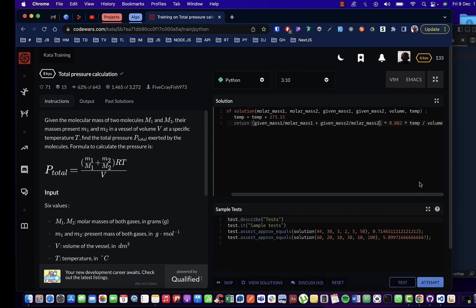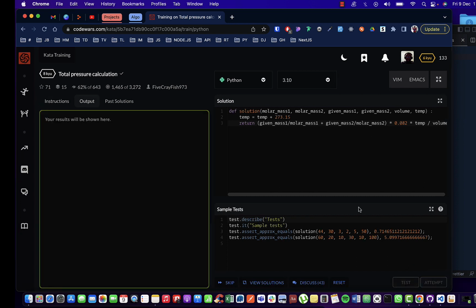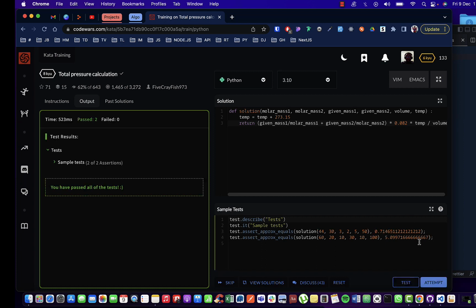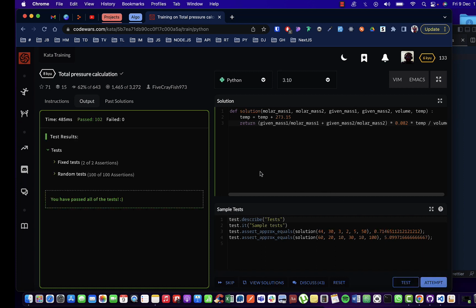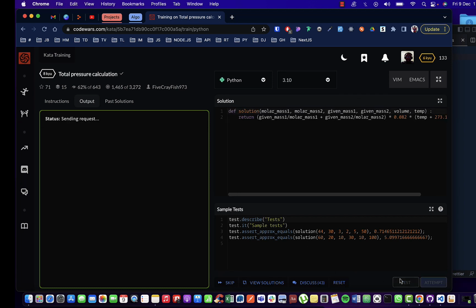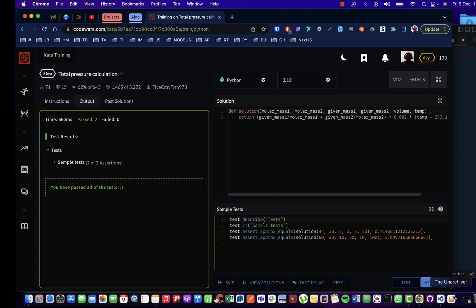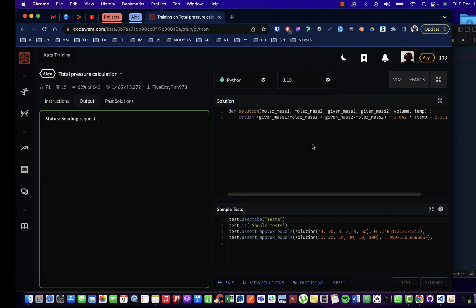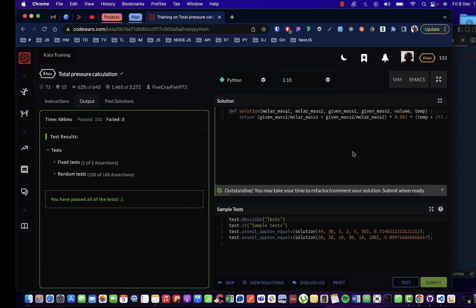So that seems like we are done. Let's test, and that passed, attempt, and that passed. So we can now refactor this by just passing this in here that way. And let's test again. That's good. And attempt. That's good. So that's the way to solve the total pressure calculation. If you have any questions.